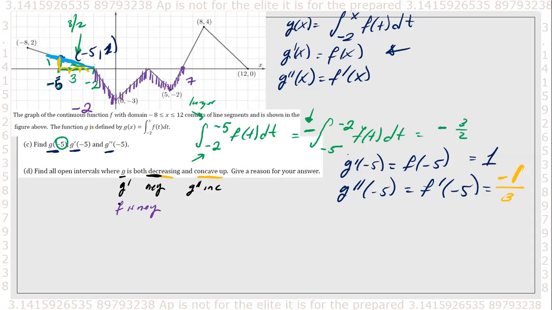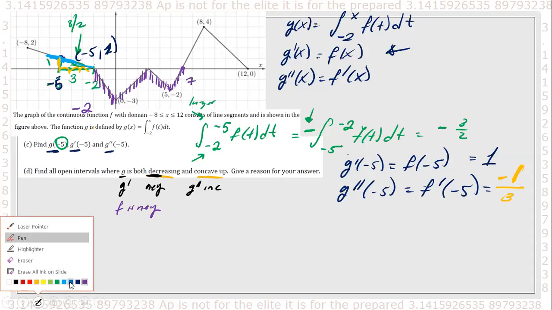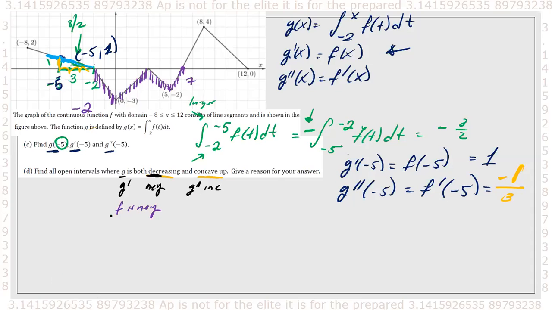Okay, so then the next thing is G double prime. That means the slope has to be increasing. So the slope, go ahead and get a different color. So when is this slope right here, we're talking about the slope, when is it increasing? Well, it's only increasing right here and right here. So this part right here and this part right here should be my solutions.